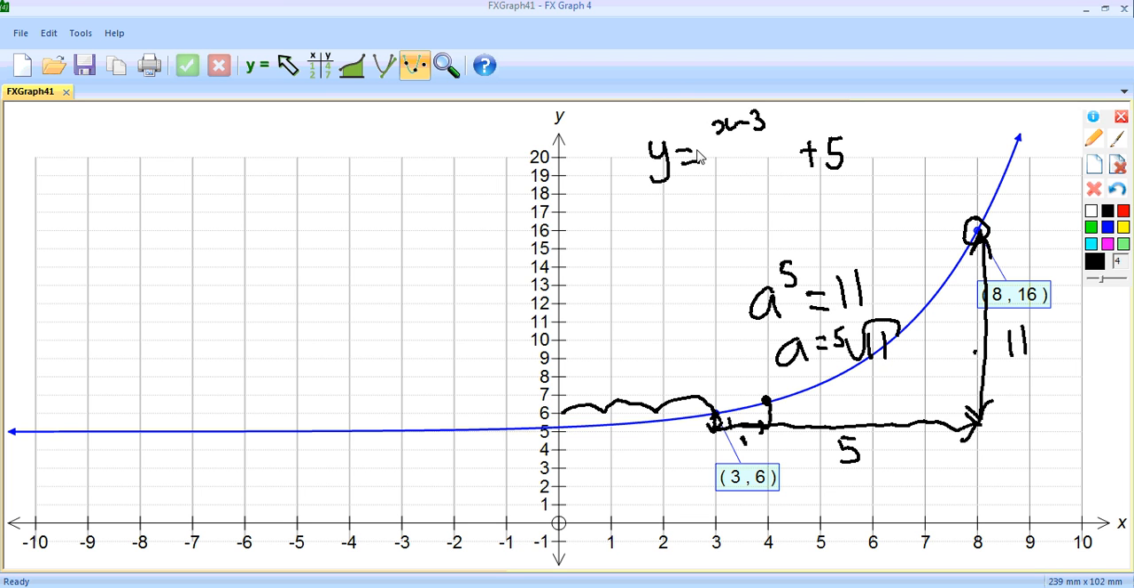So that means we've actually worked out what a is. It is the 5th root of 11. It's a little bit more complicated. Right, let's go back and actually do that again.